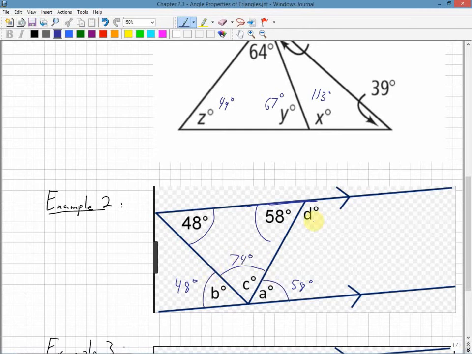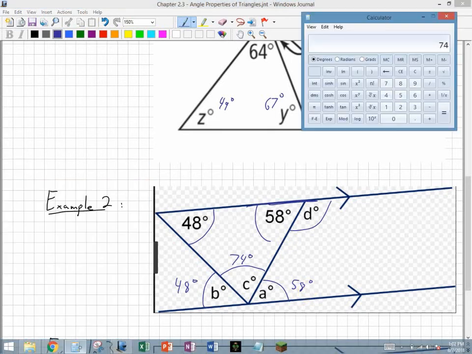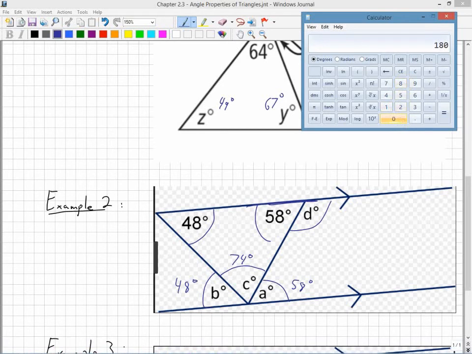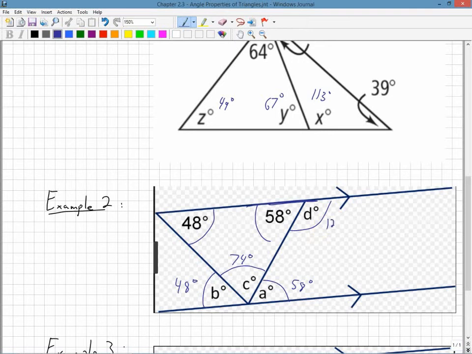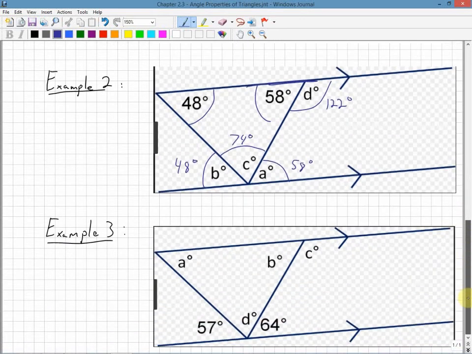Angle D up here, again, I can use a variety of different reasons. I could say that angle D and angle 58 are on a line, therefore they have to add up to 180. I could also say that angle D is interior and on the same side of the transversal to angle 58 down there, so therefore those must add up to 180 as well. So I can take 180, I know they have to be supplementary, subtract off my 58, and it leaves me with 122. Okay, so using all of our rules, triangles included with parallel lines as well.